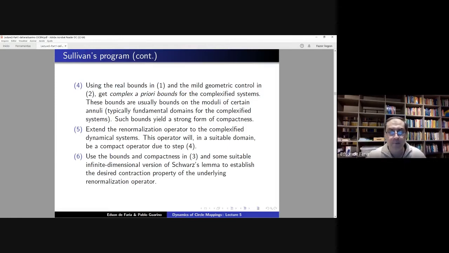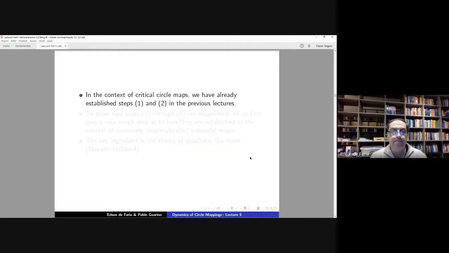Well, this sixth step, there is a lot of work here, and this sixth step is definitely the most non-trivial in this whole strategy. And in fact, Sullivan wasn't able to carry it completely through using his methods, but later Curt McMullen found a way to do this, to actually get the exponential contraction, okay?